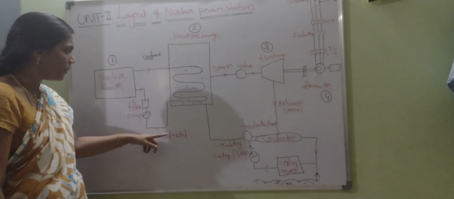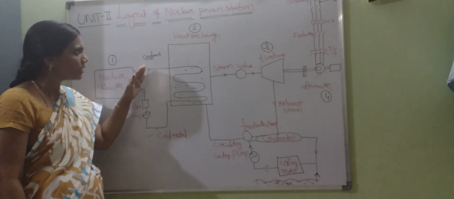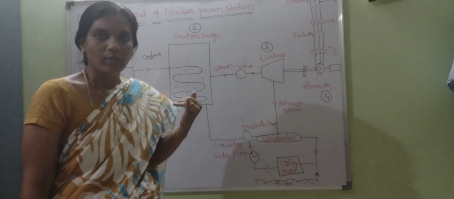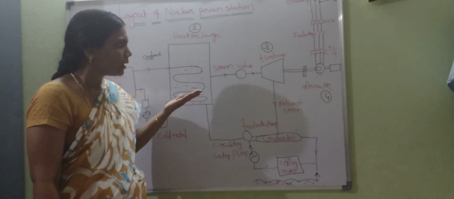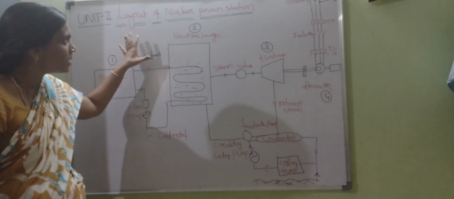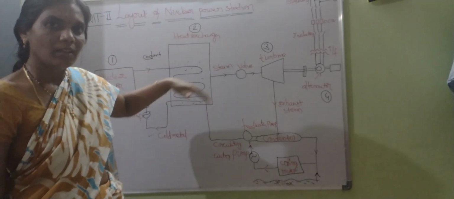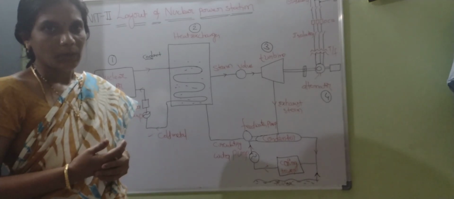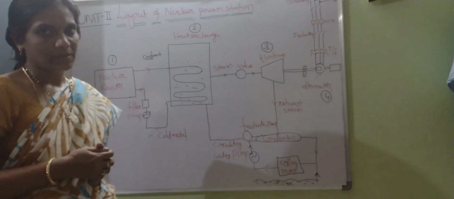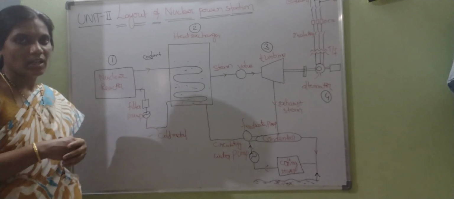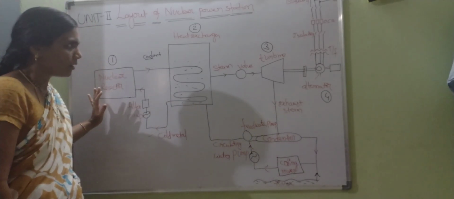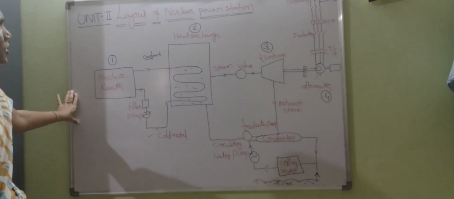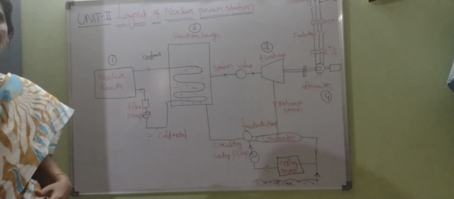Next, this is the coolant. Here the coolant may be gas, liquid metal, water or heavy water. Depending upon these coolants, the nuclear power stations are further classified into more than six types. Six kinds of nuclear power stations we are having. So this is a brief explanation of the layout of nuclear power station.